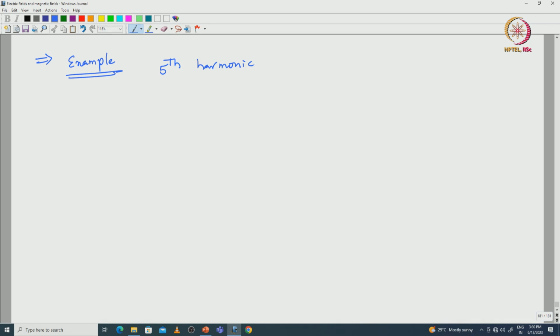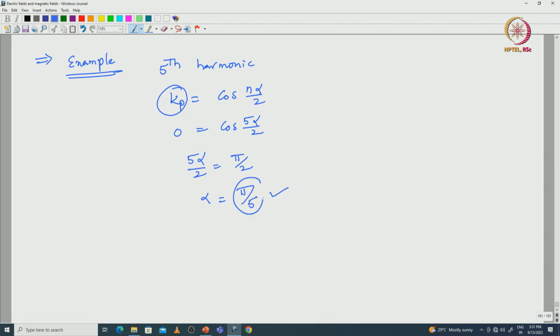I am considering one more example to eliminate the fifth harmonic. So, Kp is nothing but cos(n alpha/2), for fifth harmonic cos(5 alpha/2). In order to eliminate the fifth harmonic, Kp should be equal to 0, that means 5 alpha/2 equals pi/2, alpha is equal to pi/5.